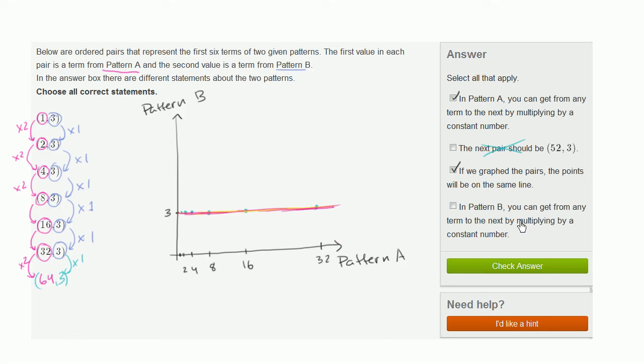In pattern B, you can get from any term to the next by multiplying by a constant number. Well, yeah, even though every term is the same, you can get from a 3 to a 3 by always multiplying by 1. 1 is a constant number, so we're just multiplying every term by 1. So that also seems to be right. So all of these are right except the second one. The next pair isn't 52, 3. It's going to be 64, 3.